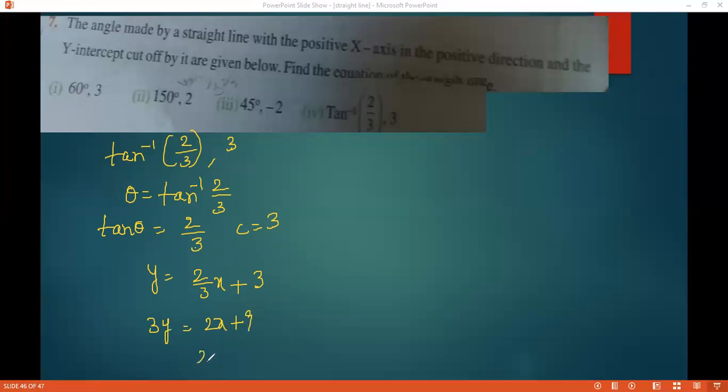So can you send 3y to that side? So this is our equation: 2x minus 3y plus 9 is equal to 0. Okay. Let us move to the next question.